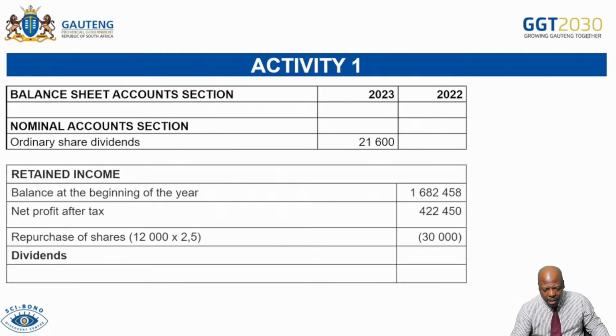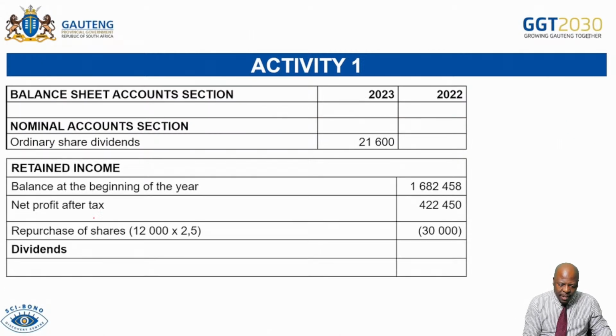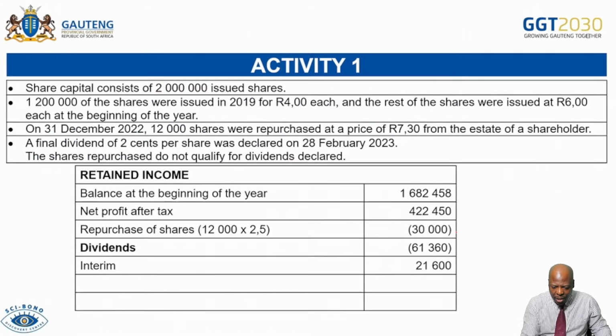Then the next part of the retained income is obviously going to be your dividends. So I'm going to start first with my interim dividends. When I see dividends in my nominal account section, I know that's my interim, and that's my 21,600. And the last one that I need is my final dividend.